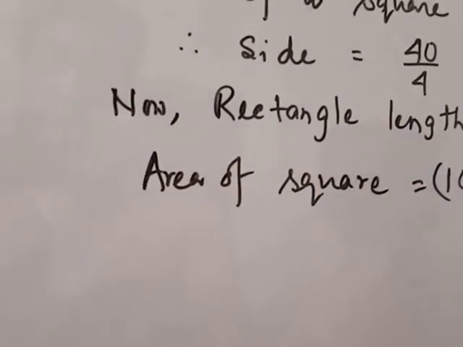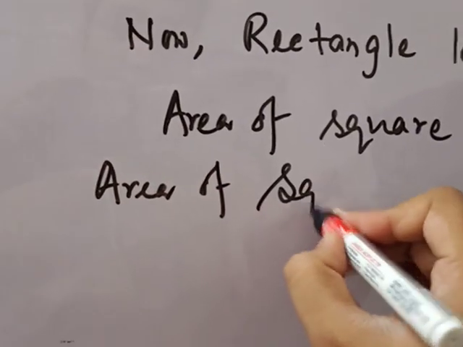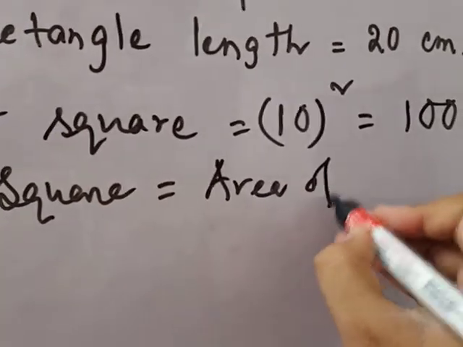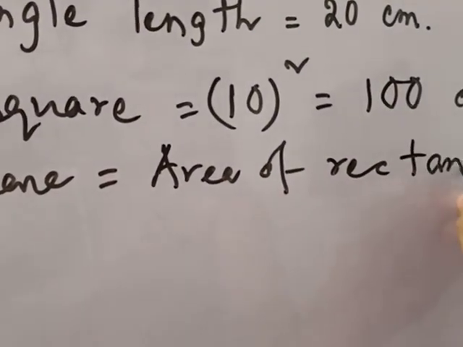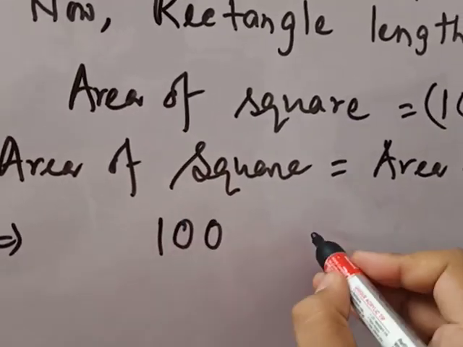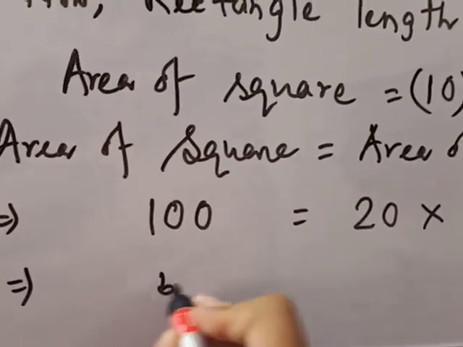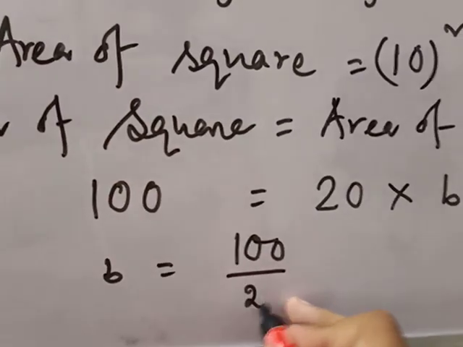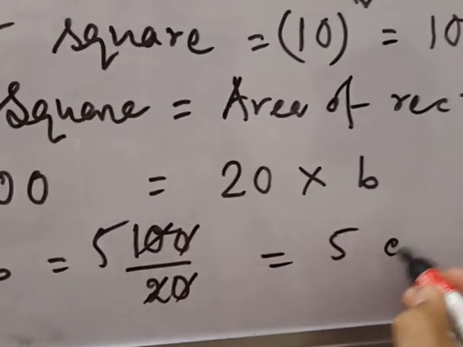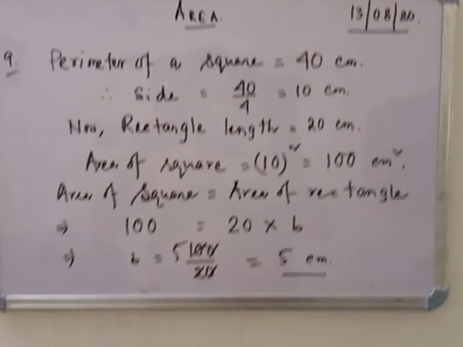Area of the square is equal to the area of the rectangle. So area of the square equals area of a rectangle. So that implies 100 equals 20 into breadth. So B equals 100 by 20. That means 5 centimeter. So the breadth is 5 centimeter.